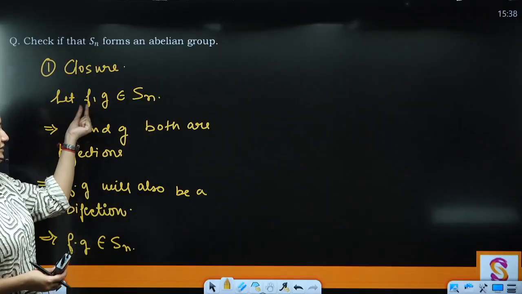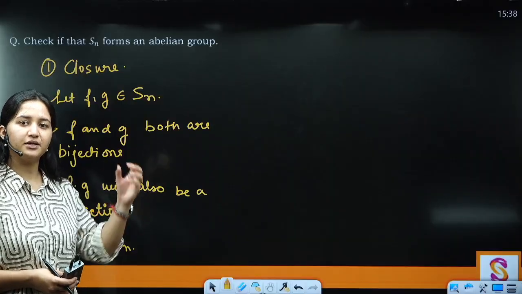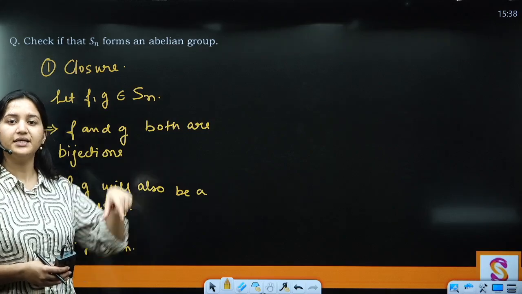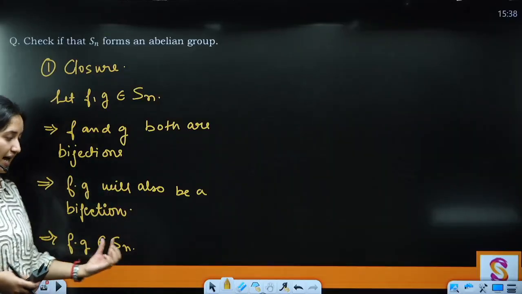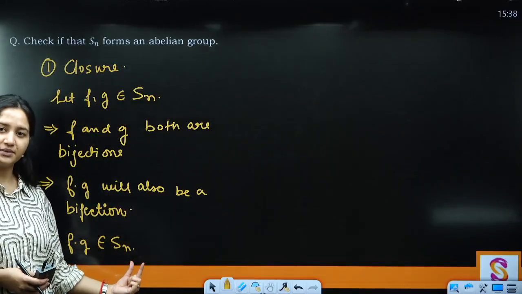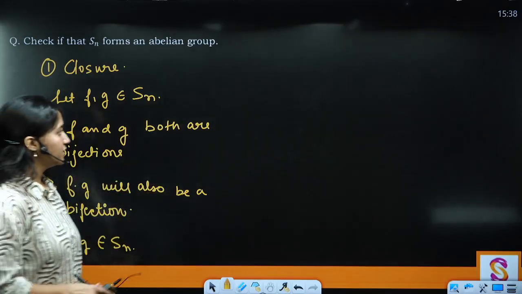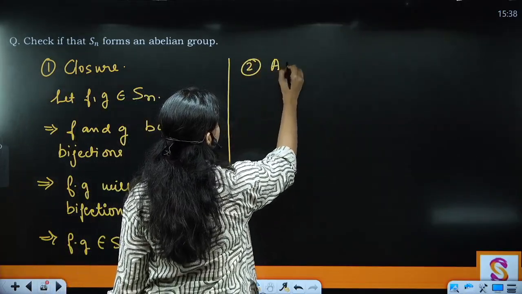If f and g are functions from a set of n natural numbers to a set of n natural numbers, it is not going to happen that the composition goes beyond the number of natural numbers. So definitely it is going to be a bijection on a set of natural numbers to a set of natural numbers only. Clear? Chalo. Then you have associativity.